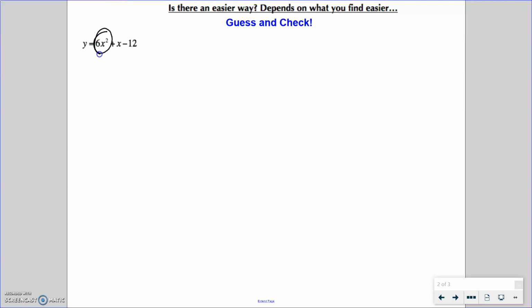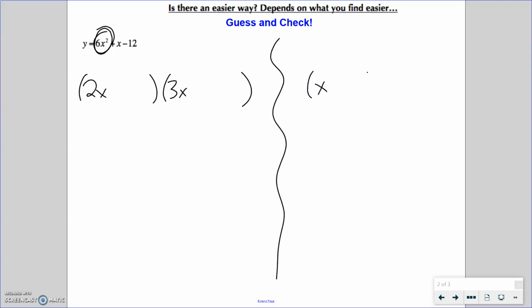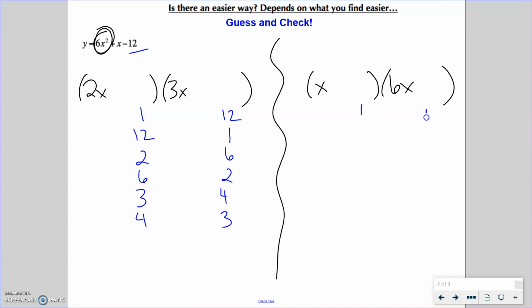So for example, this 6x squared in the front could only happen two ways. Either your two parentheses start with 2x and 3x, or your two parentheses start with x and 6x. That's the only way you're going to get that 6x squared in the front. Now the only way you're going to get 12 at the end of it is either using 1 and 12, or 12 and 1. You'll see why I'm writing it twice. 2 and 6, or 3 and 4. So I'm going to rewrite those numbers over here. Those are all your combos, basically.